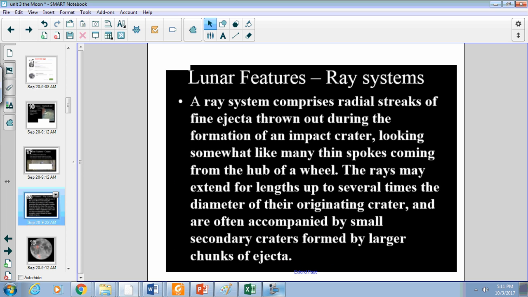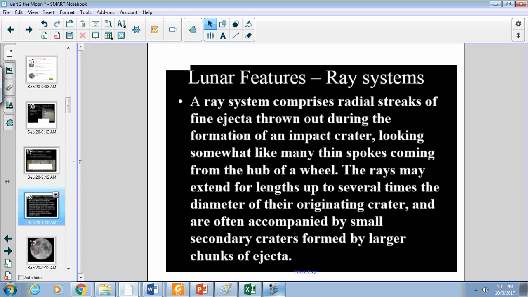Other features, we have something called a ray system. So if you can picture this, you are standing on the beach and you're reading a book, or maybe you're sitting, I don't know, and there's some people playing volleyball, and out of nowhere this volleyball comes crashing right next to you and it sprays you with sand and leaves a deep impact where the volleyball landed. That splashing, that spraying of sand, those are rays, and they go out radially from the center of the crater, and you'll hopefully be seeing some of that in our crater demonstration lab.